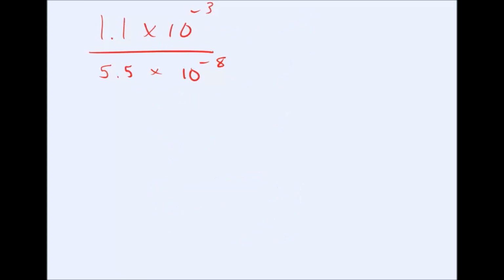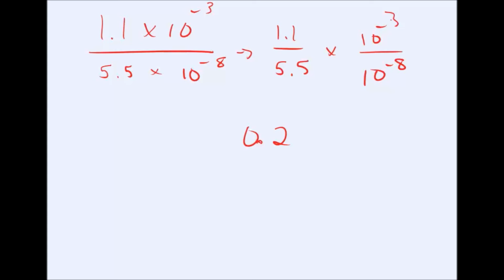Now let's look at an example of division, which is the problem I've written above. So in division, we're going to do much the same thing. We're going to split that into two parts. We have 1.1 divided by 5.5 times 10 to the negative third divided by 10 to the negative 8. So 1.1 divided by 5.5 is 0.2. And then 10 to the negative third over 10 to the negative 8.